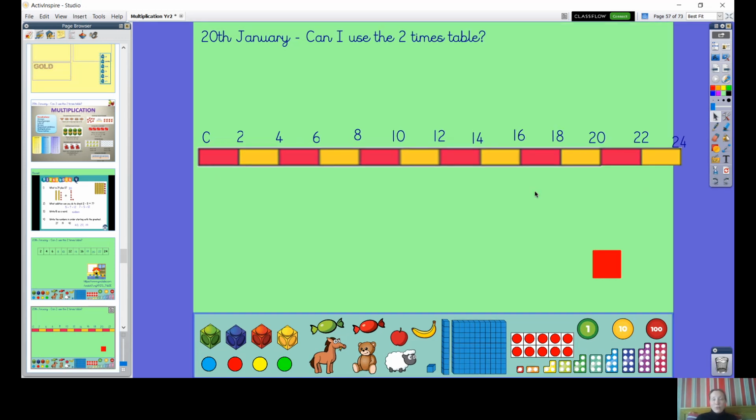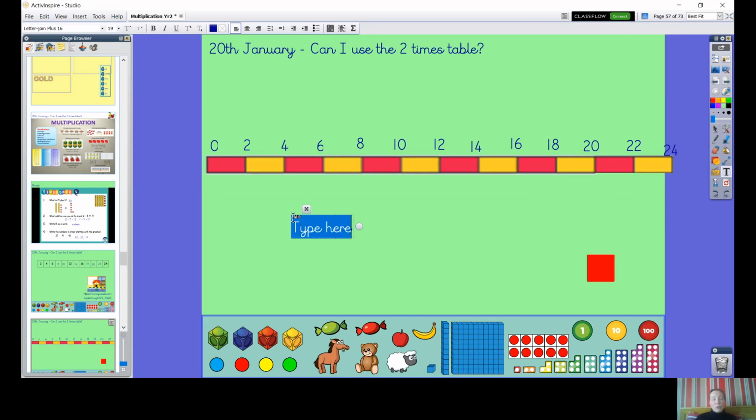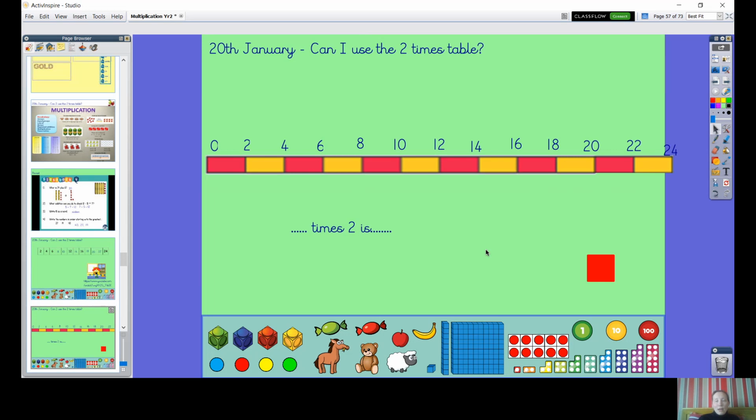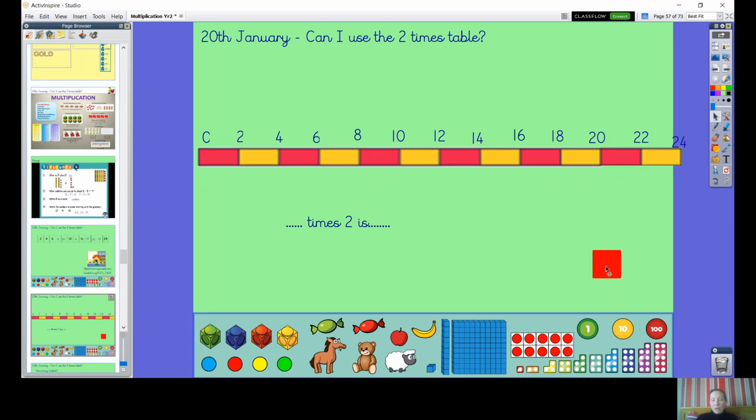So if you would like to pause the video and have a practice of that, saying 1 times 2 is. I'm going to just hide some numbers now. I'm just going to hide the numbers, being very slow with me today, so let's just hide this one and let's hide this one.